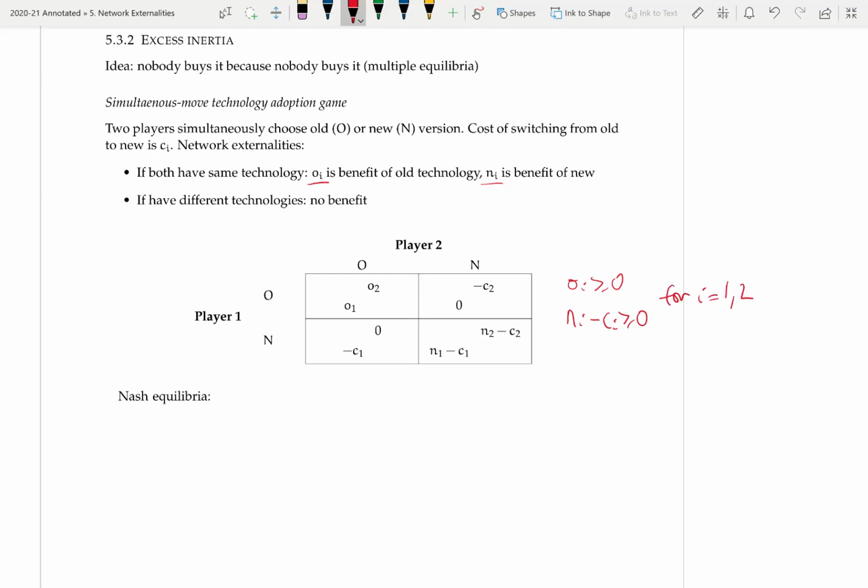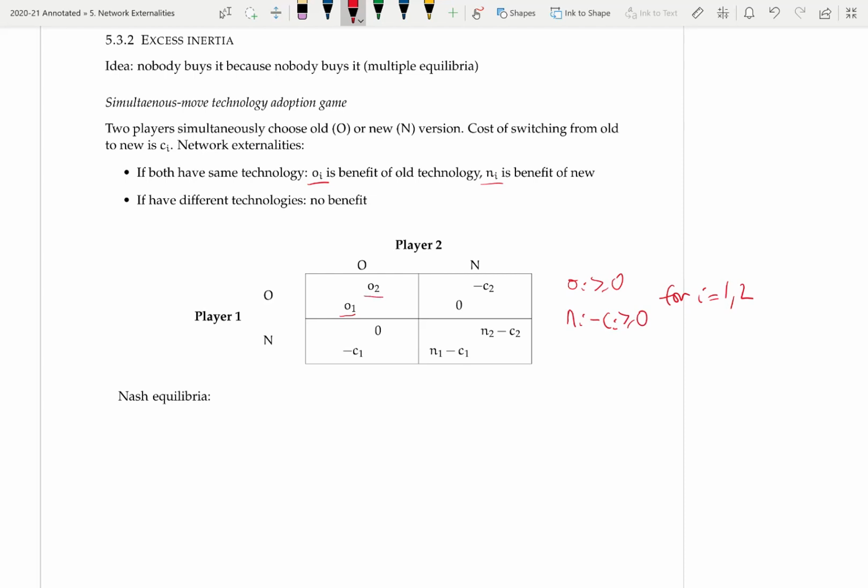So let's look for the Nash equilibria. Let's look at player 1. Should they choose the old or the new technology if player 2 chooses the old technology? Well, since if player 1 adopts the new technology, they only incur a cost of C1 and get no benefit, it's better to choose to stay with the old technology. O1 is more than minus C1. Similarly, player 2 will choose to adopt the old technology if player 1 adopts the old technology. O2 is more than minus C2.